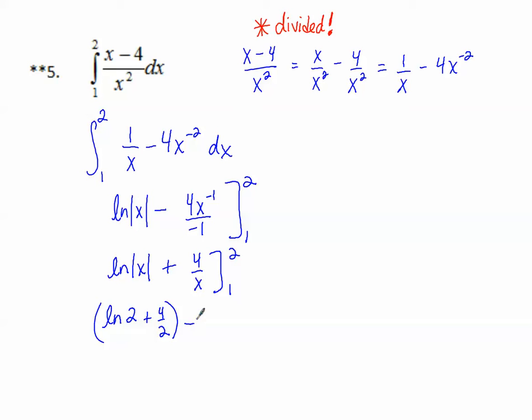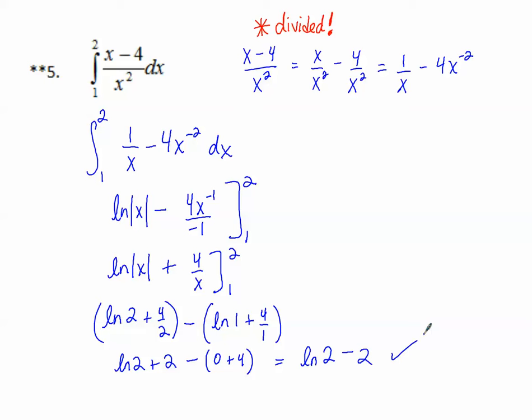First guy, minus, plug in 1, the lower limit. Natural log of 1, again 1 is positive, so I don't need the absolute values, plus 4 over 1. Simplify, please. Natural log of 2 plus 2 minus natural log of 1 is 0 plus 4. So again, a little bit more simplifying. Natural log of 2 plus 2 minus 4 gives natural log of 2 minus 2. Looks good.